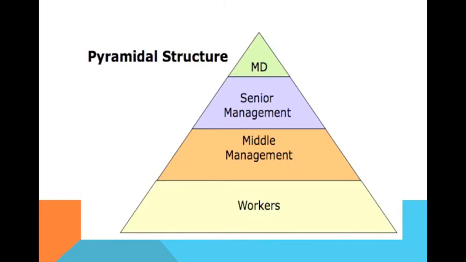Now you are looking at an example of a pyramid structure. So at the top we have the managing director, and he or she will have the highest level of authority. Next, we have the senior management, then we have the middle management, and at the last level of authority are the workers. Now, the workers are going to be the people who have the least authority and to whom commands are given.